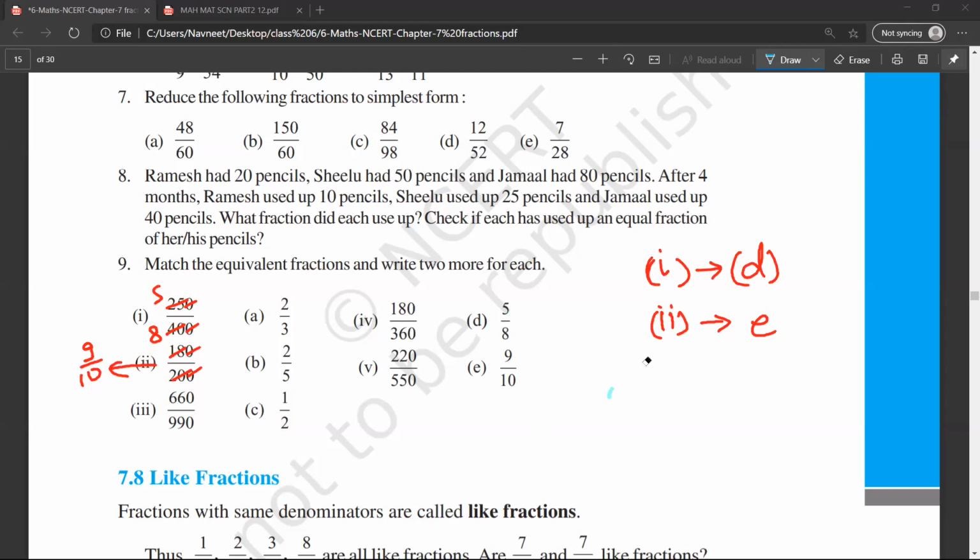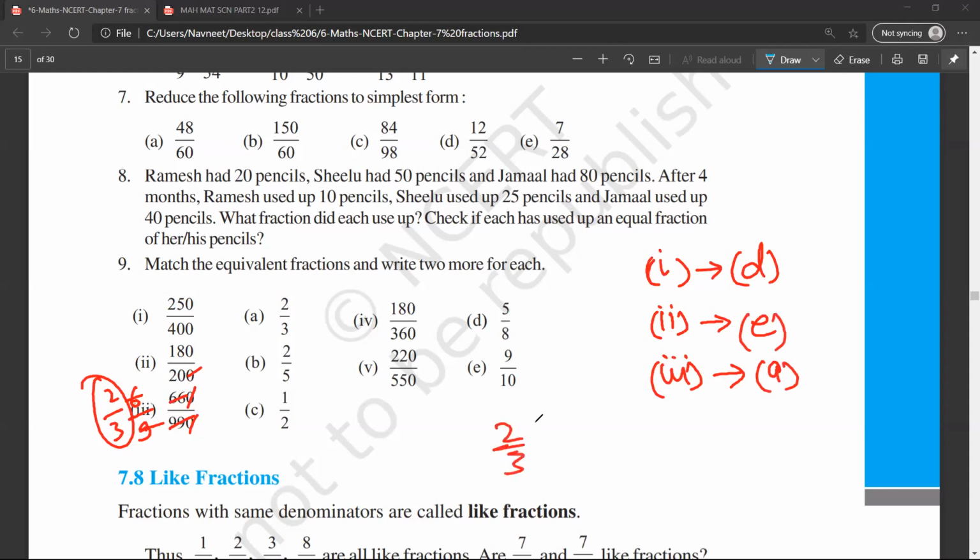I can write the equivalent fraction of 660 by 990 as 6 by 9. Perfect. 6 by 9, I can cancel this further. 2 by 3. Therefore, 3 will be matched with 8. Perfect. And I can write 2 by 3 and 20 by 30 and 200 by 300. Is there a problem? No, sir.